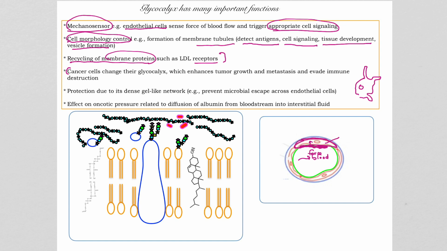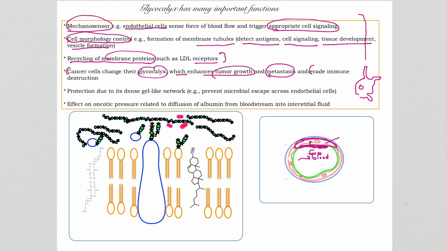So it's interesting that glycocalyx is not a static area of the cell. It's very dynamic. It changes. And we know that cancer cells can change their glycocalyx, which causes an enhancement of tumor growth, as well as spread of the cancer, metastasis, and also helps the cancer cell avoid immune cell destruction. So glycocalyx in cancer is an area of very, very important research that's going on right now.